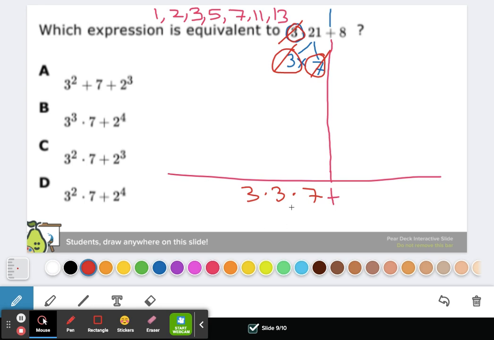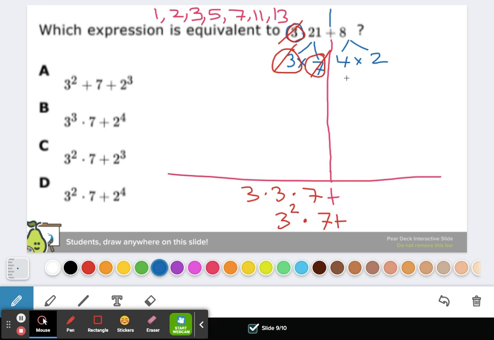And then what I can do as well is if I write this using my exponents, 3 repeats twice, so 3 to the power of 2, times my 7. Okay, so now all I have to worry about is this left side. So now what 2 numbers multiply to make 8? Because 8 is not in my list of prime numbers. So it would be 4 times my 2. I cannot use 1 times 8.